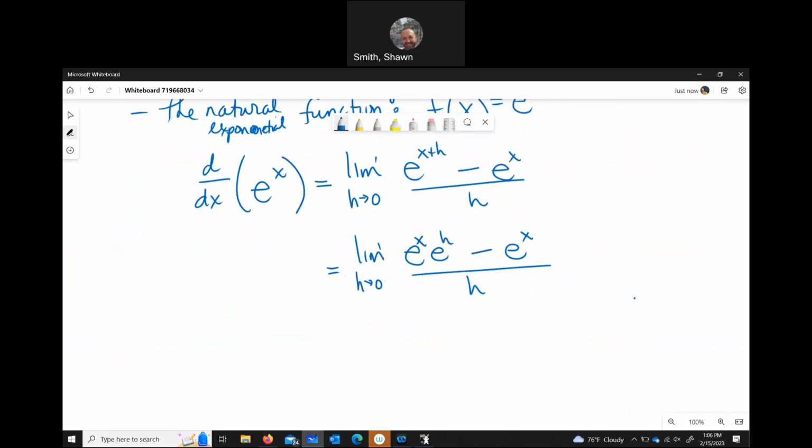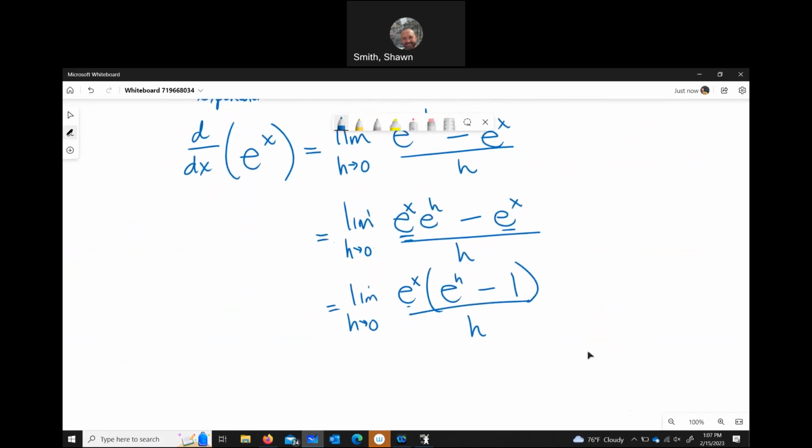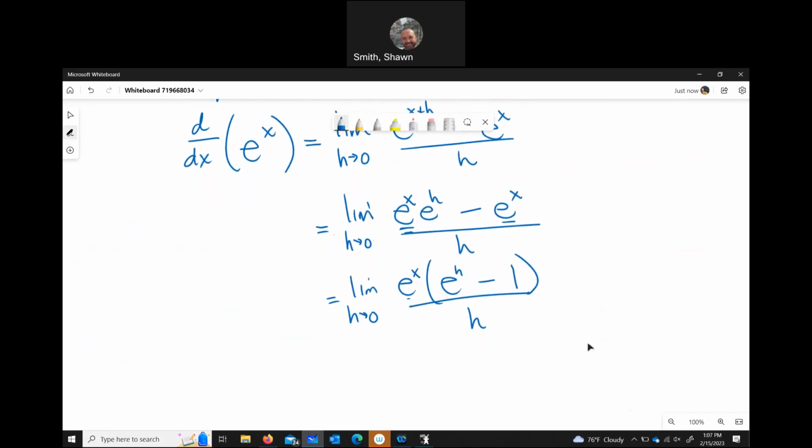Notice in the numerator, there's an e to the x in common, right? Let's factor that out. So that leaves e to the x times e to the h, e to the x times minus 1 is negative e to the x, all over h. And if you remember your limit properties, the limit of a product is the product of the limits. We can split this up into multiple limits, a product of this fraction and that fraction.